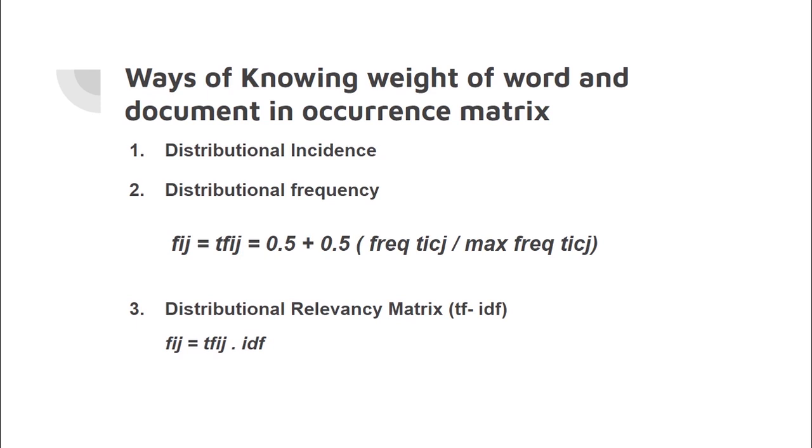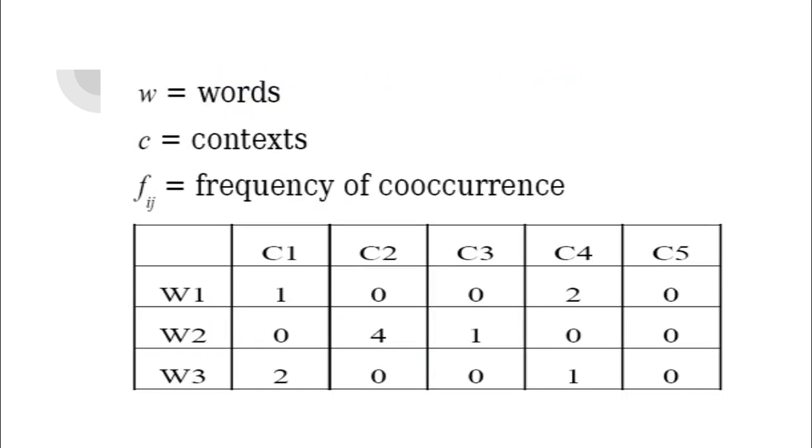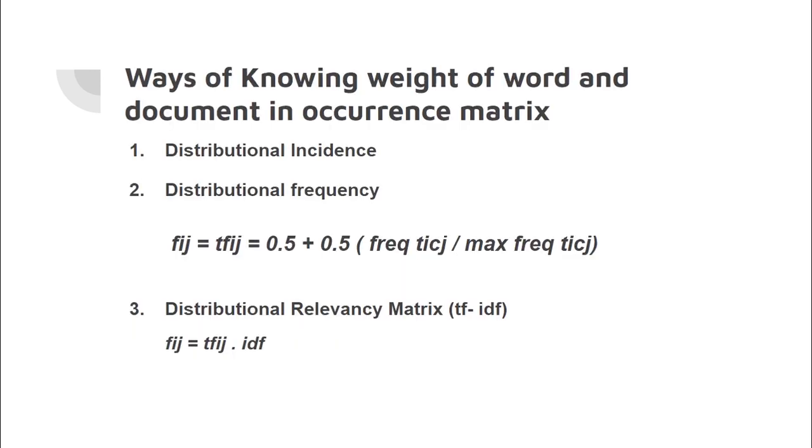So now I have the occurrence matrix. The major question that comes up is knowing the weight of the word. In the previous slide I mentioned there are different terms and different frequencies. It is basically a frequency matrix, right? So I'm measuring a word. The given word W1 occurs one time in C1 and two times in C4. Now, how do I decide the value of that word? The value of that word would be the weight of that word.